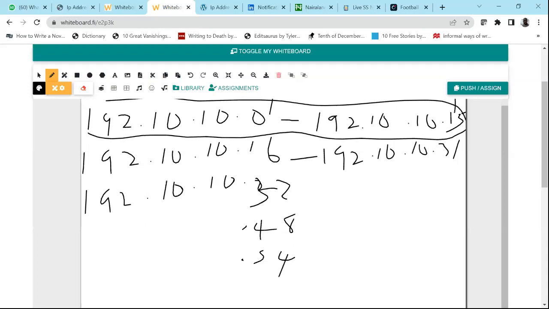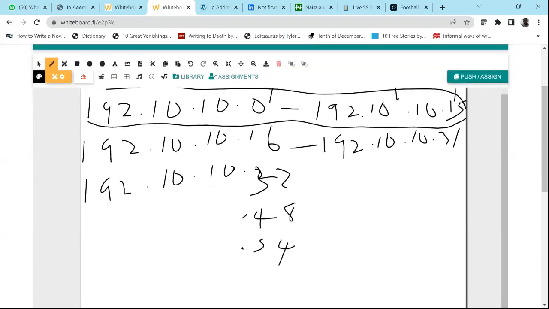So 15 becomes the broadcast of this network. That means the first person you give is dot 1, dot 2, dot 3, dot 4, till 14. So in every subnet, you can only have 14 hosts. Have you seen that as well? Yeah, in every subnet, you can only have 14 hosts because it's a slash 28. So that's how you do subnetting.